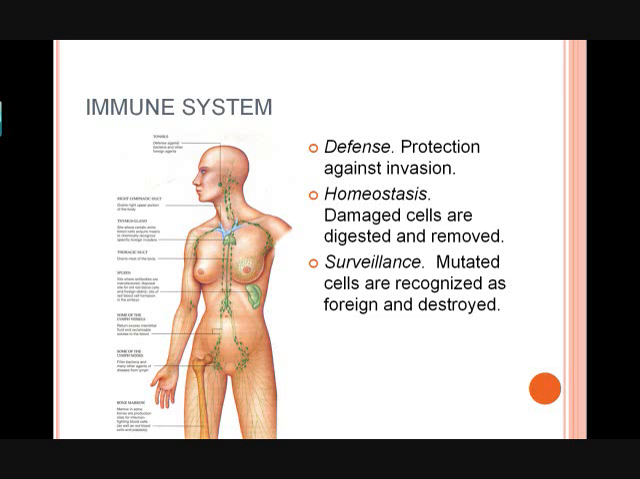So, quickly, functions of the organs of the immune system. You have the tonsils, like I mentioned. You have the lymph nodes. Functions of the lymph nodes include filtration of foreign material and circulation of lymphocytes.